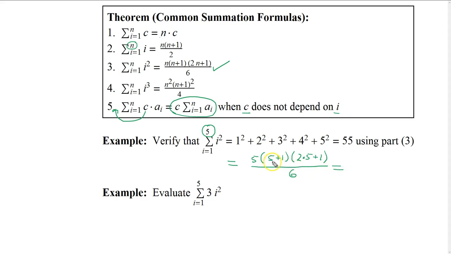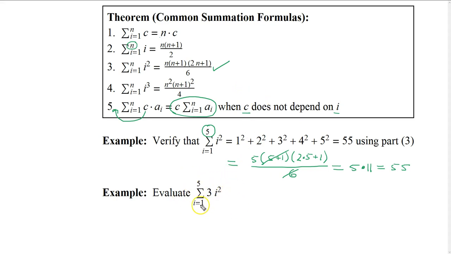And notice we have some cancellation here. 5 plus 1, that cancels. That's 6. That cancels with this one. And we end up with 5 times 2 times 5 plus 1, that's 11, and we get 55. And so that verifies this formula for this particular value of n.